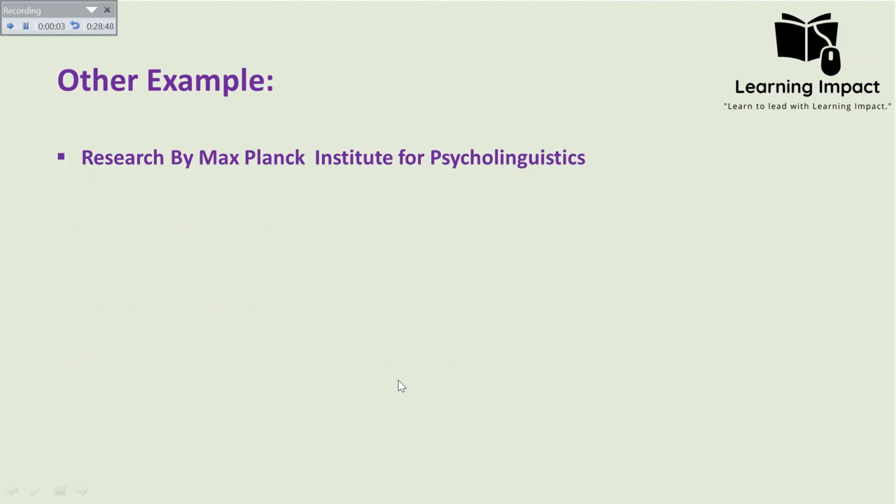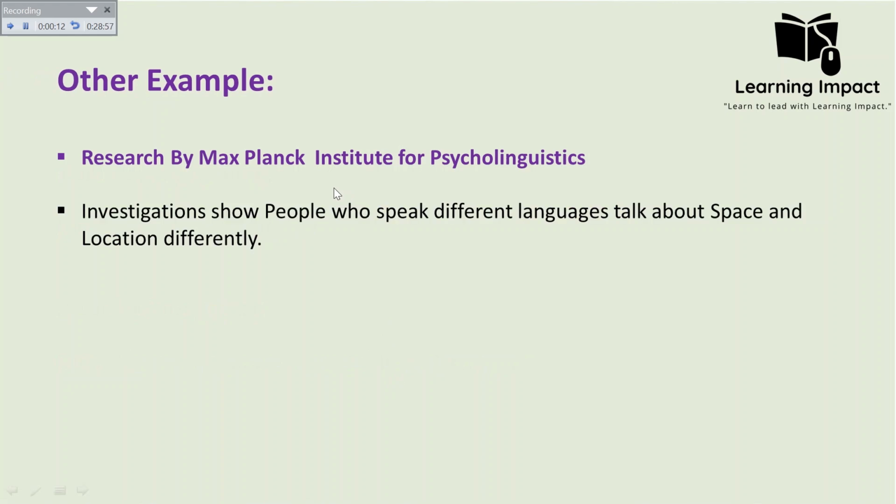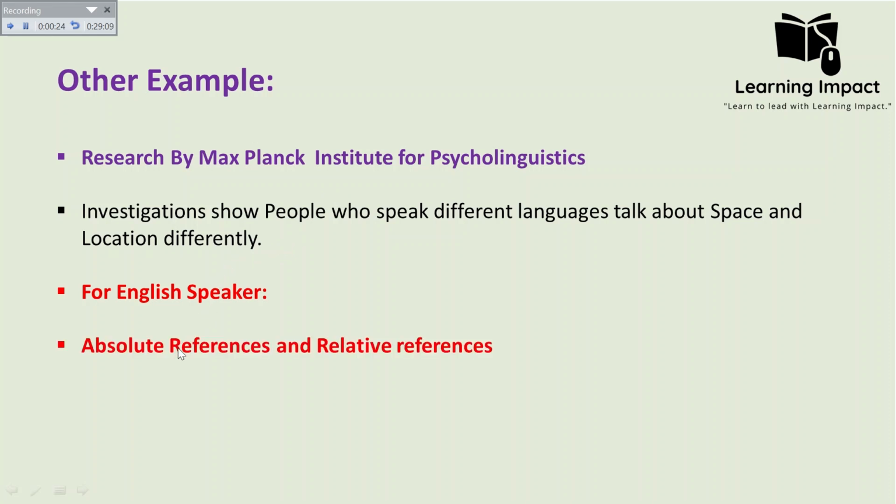Then the other example could be the research which was conducted by the Max Planck Institute for Psycholinguistics. They conducted their research in order to understand that people who speak different languages talk about space and location differently. And they drew a conclusion that English speakers use absolute references and relative references when talking about space and location. For example, absolute references means we use cardinal directions like north, east, west, and south. These are the absolute references, okay? And relative references: left, right, above, or below. The relative references are those that are mostly relative to the location of the speaker.